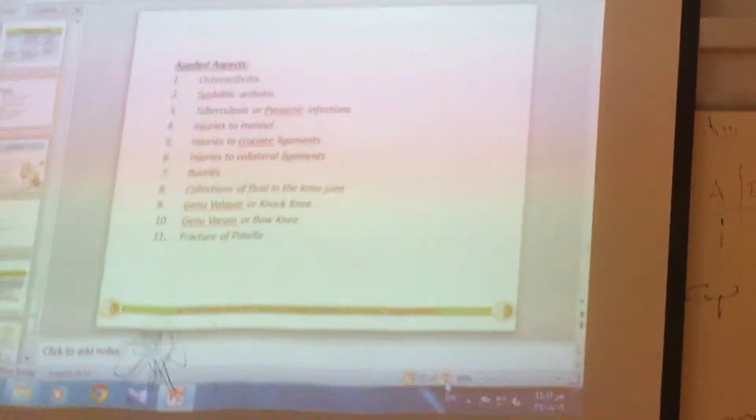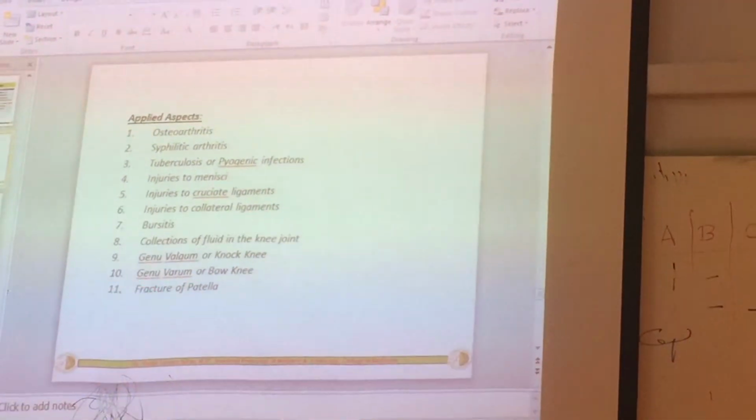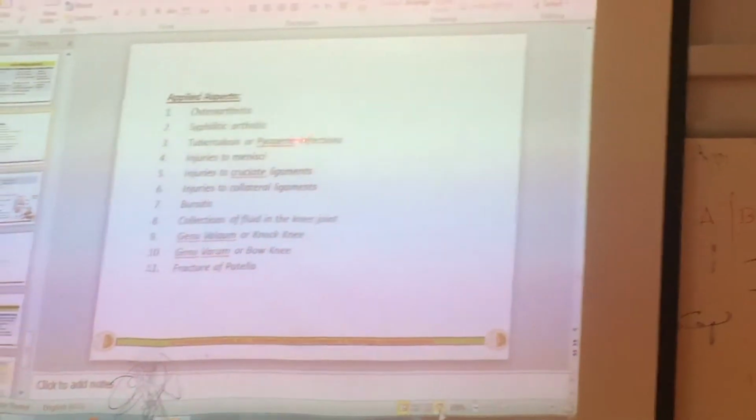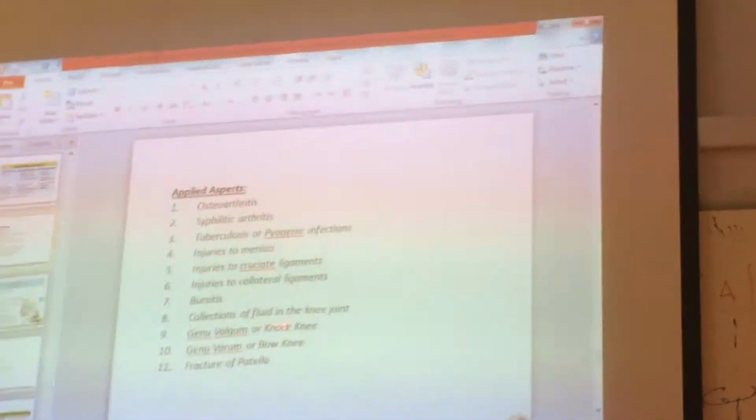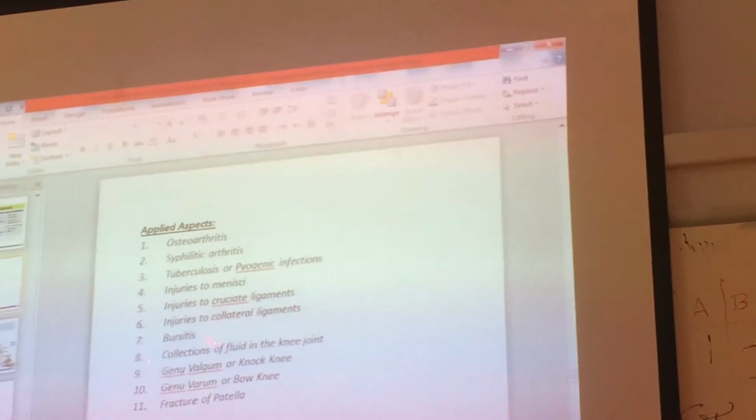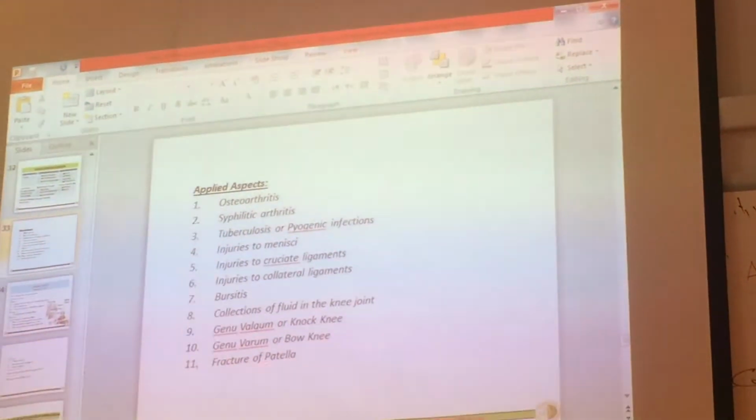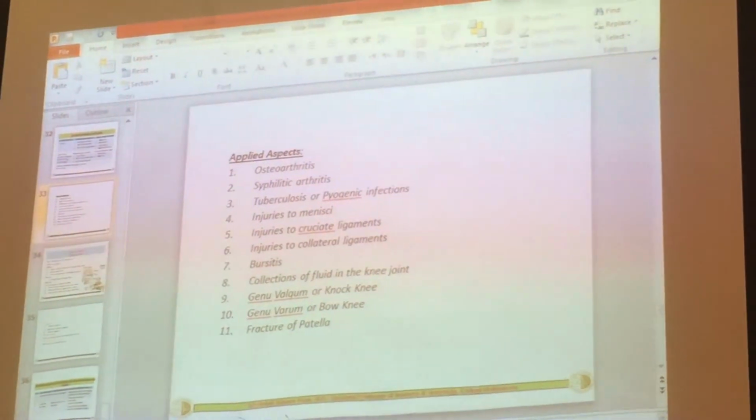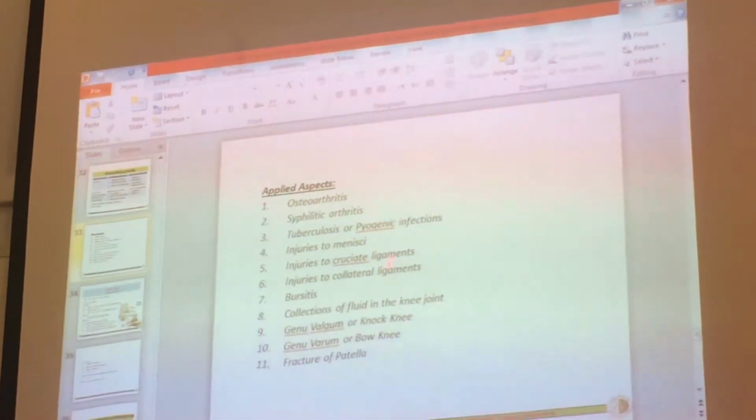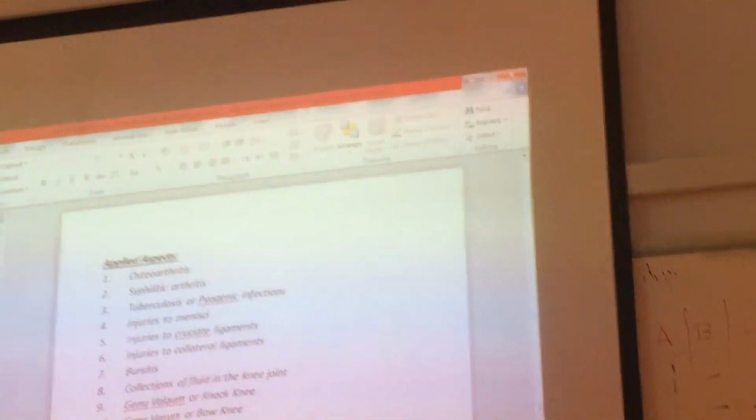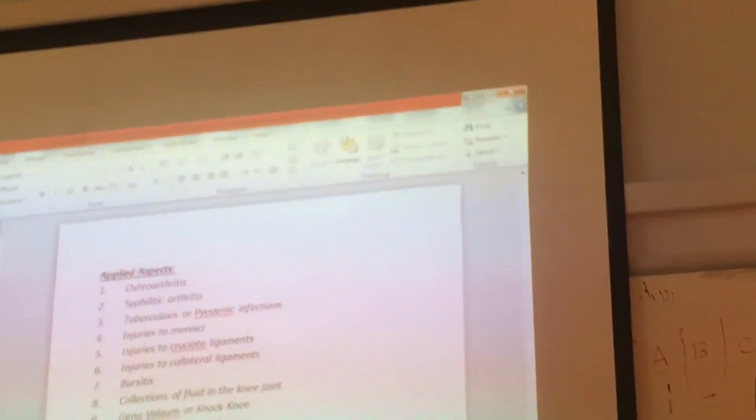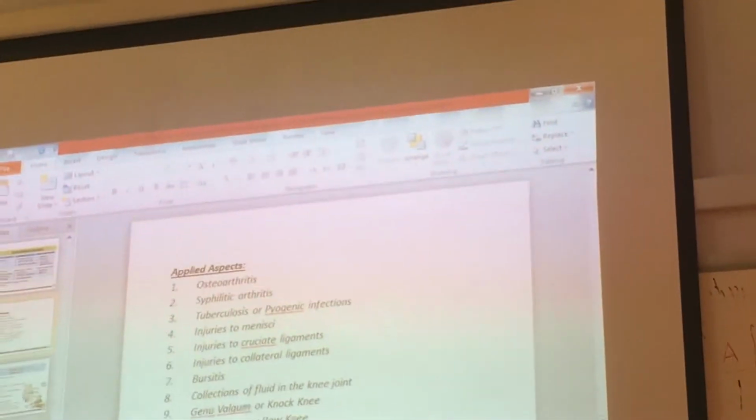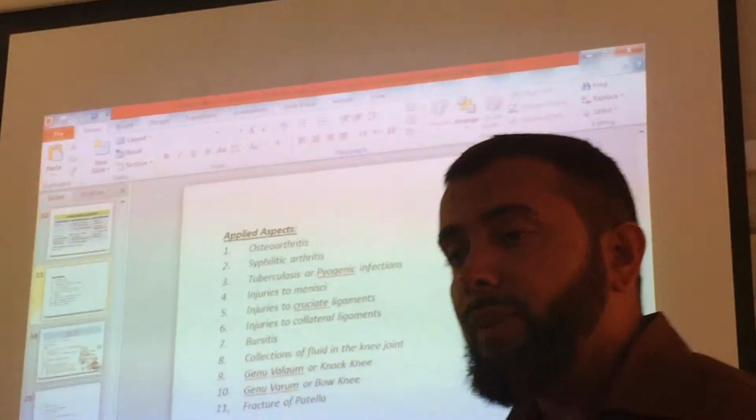Then bursitis, I discussed about these bursas, infection of the bursas. Then collection of fluid in the knee joint. Whenever there is infection or inflammation, it leads to collection of fluid. Then there is something called genu valgum as well as varus. As I said, whenever there is bending of the knee outside or inside, it is called genu valgum and varus. Last is the fracture of the femur towards inside.